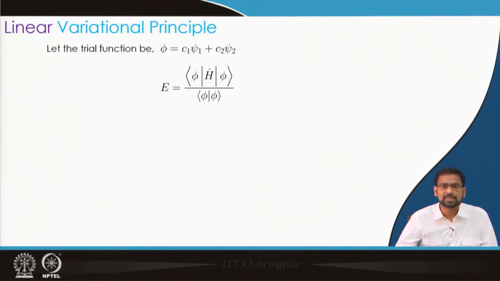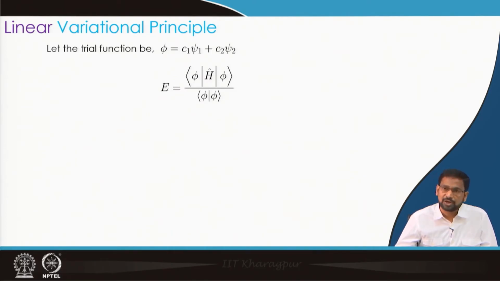It simply tells that instead of your trial function being defined as a single function, now let the trial function be a linear combination of two or more functions. For the time being, we will restrict ourselves to defining a trial function that is a linear combination of two functions, here psi1 and psi2. So, our trial function is now phi, which is defined in terms of two other functions, psi1 and psi2. The linear combination coefficients are given as c1 and c2.